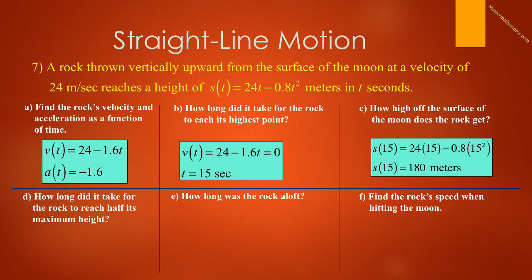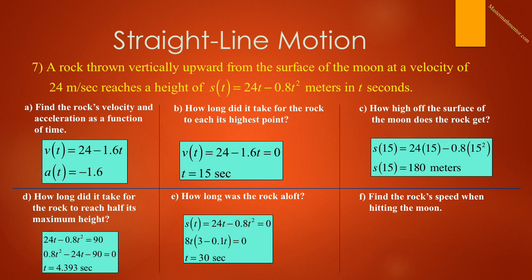Question C asks how high off the surface of the moon does the rock get? Since we know it took 15 seconds to reach its high point, we calculate S of 15, which is 24 times 15 minus 0.8 times 15 squared. And our answer, S of 15, is equal to 180 meters. Notice that we do not put in the units until the very, very end.